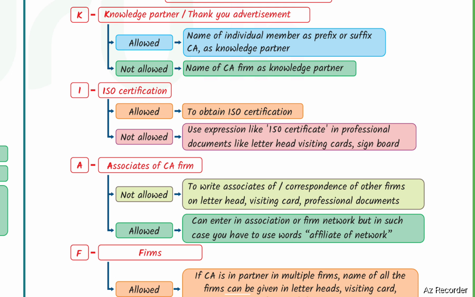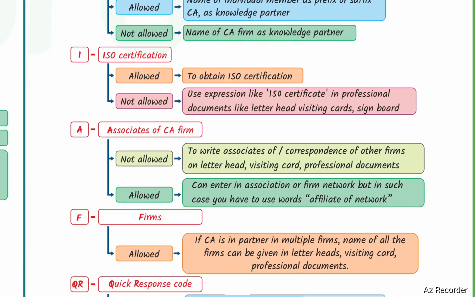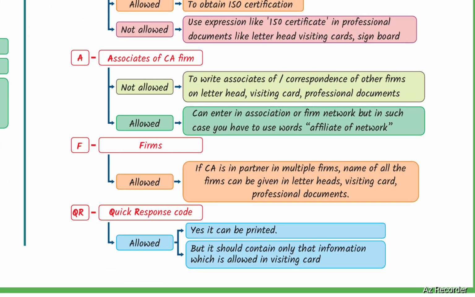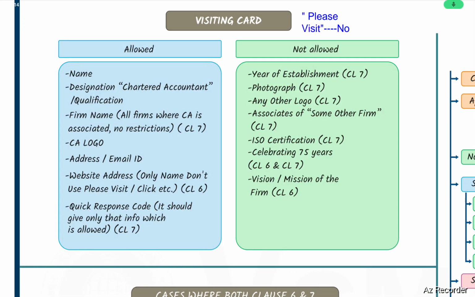What is allowed? Can enter in association or firm network. But in such a case, you have to use words affiliate of network. Firms: if CA is partner in multiple firms, name of all the firms can be given in letterheads, visiting cards, professional documents. Quick response code: QR code is allowed to be printed, but it should contain only that information which is allowed in visiting card.